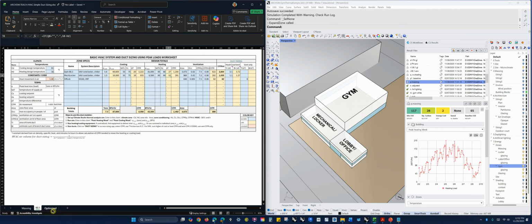But I want to explain to you a way that you can go into a more nuanced design of your mechanical system. And this is where we're using actual mechanical systems that are available in Climate Studio, and we're going to separate our zones in case we want to have different systems for different zones. Okay, so how would I do that?